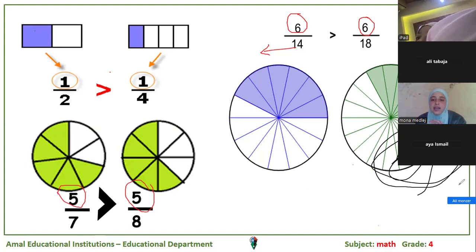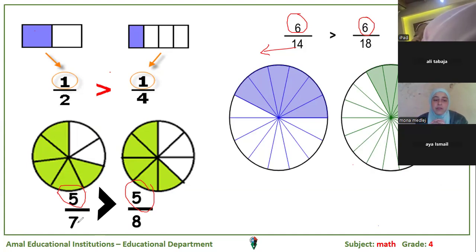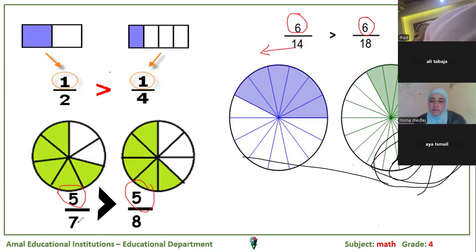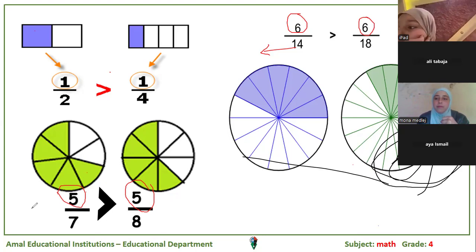the fraction having the smaller denominator. Please don't write on the screen. Okay, please. So if we take 5 parts from the fraction 5/7, if we divide into 7 equal parts, the size of the piece will be bigger. Do you understand?